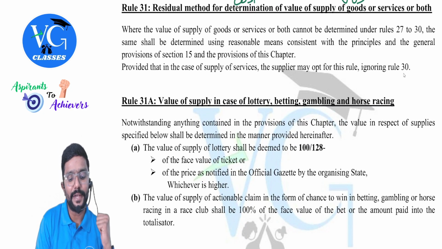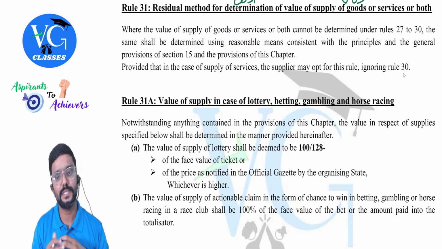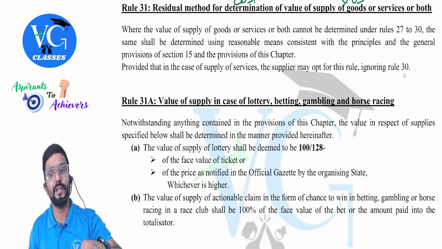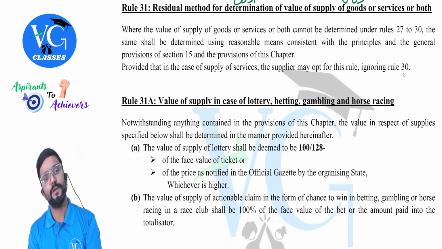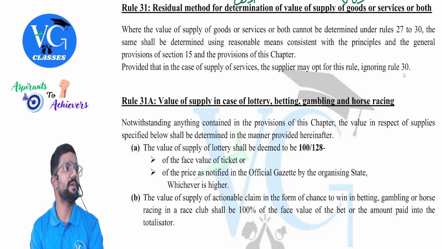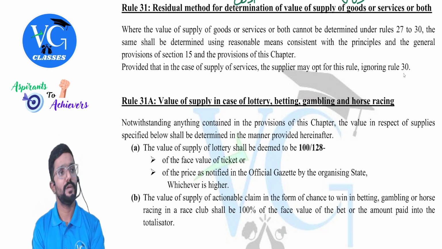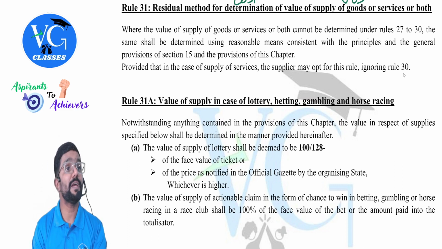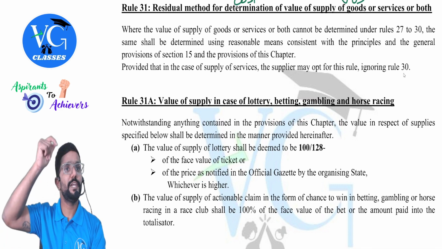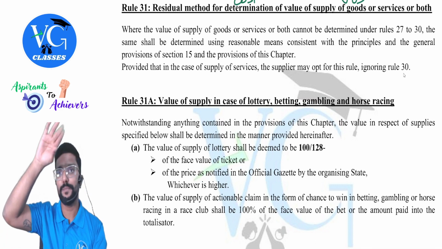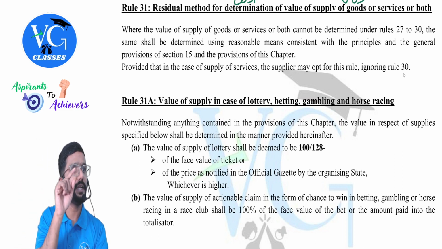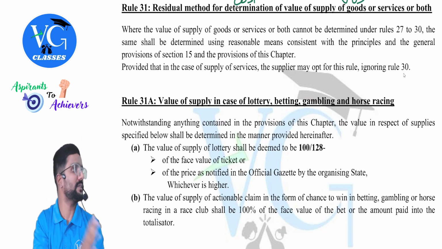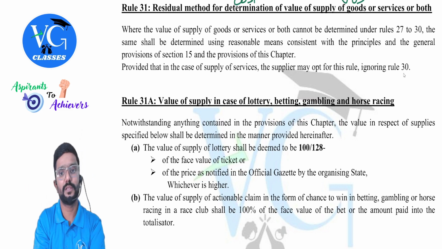The same shall be determined using reasonable means consistent with principles and general provisions of section 15 and the provisions of this chapter. So we will determine it by applying what? Reasonable means, where even the proper officer will help the supplier. Provided that in case of supply of services, normally first we need to check rule 30. If rule 30 is not possible, only then we will go to rule 31. But for services, ignoring rule 30, can I straight away go to rule 31? Yes, I can straight away go to rule 31.